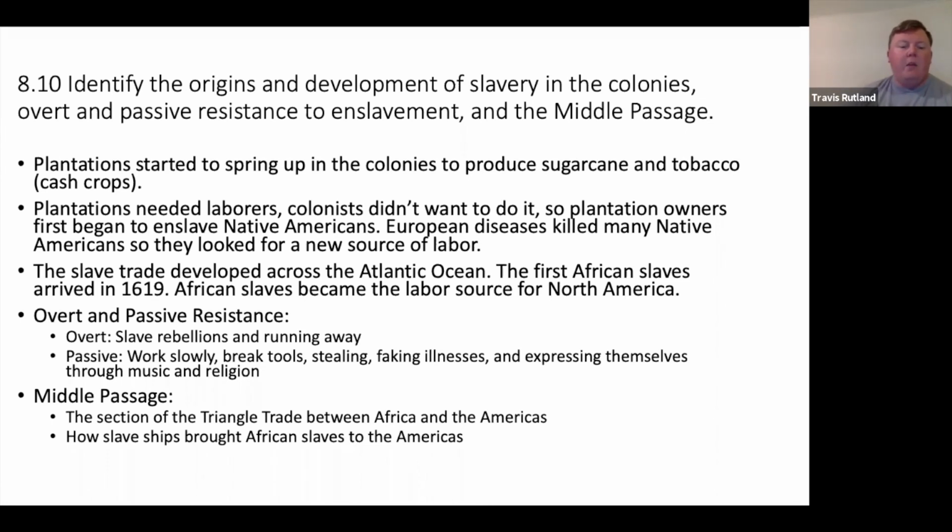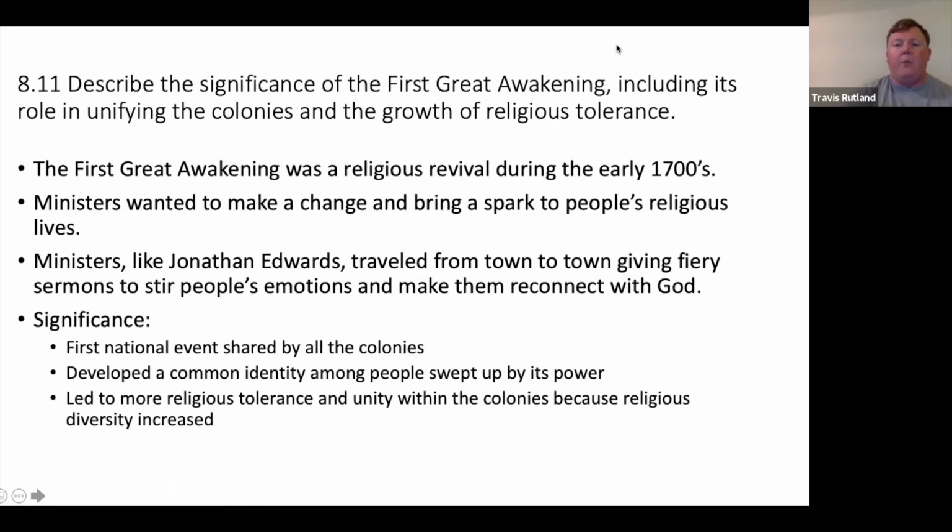All right, the Middle Passage, last thing here, is the section of the triangle trade between Africa and the Americas. And is how slave ships brought African slaves to the Americas. All right. So 8.11, describe the significance of the First Great Awakening, including its role in unifying the colonies and the growth of religious tolerance.